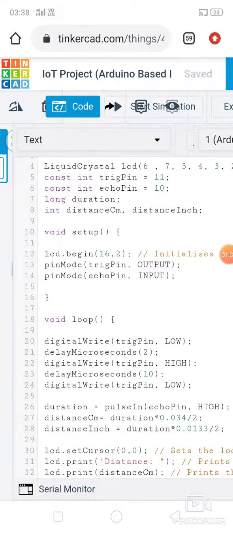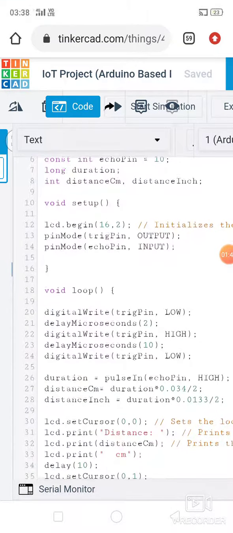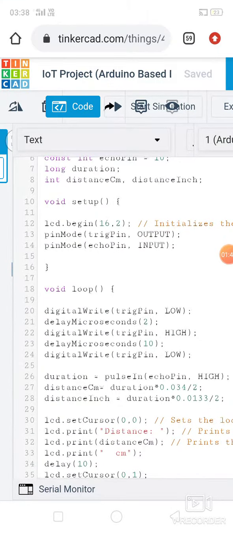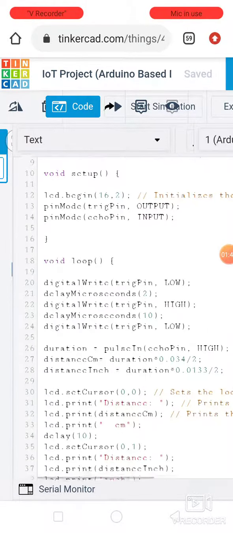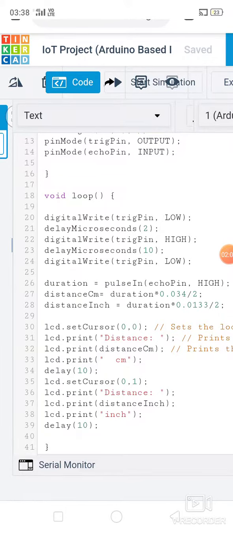After that I mention here how I want my data to be displayed. I mention here distance in centimeter and distance in inch. After that I mention here how it will process the data, when it will read and write the data, and how much delay will be there. I mention here 2 microseconds of delay, and the formula to calculate the distance.